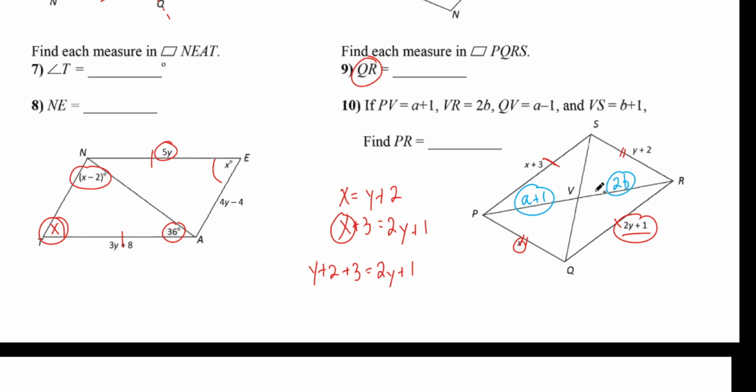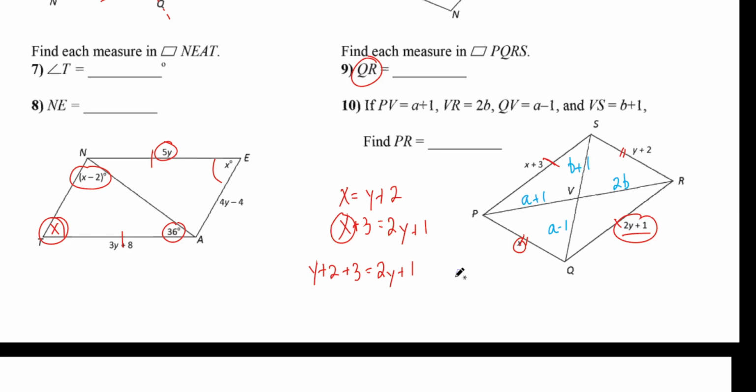But again, I got a little problem, don't I? Because I got an A and a B, but you're going to do the substitution very similar to what you did over here. All right? They tell you some other stuff too. QV is A minus 1, because you got to know this other information, and VS is B plus 1. Does that mean that this 2B and this B plus 1 are equal to each other? No, not at all. All right? So again, I'll set it up for you.